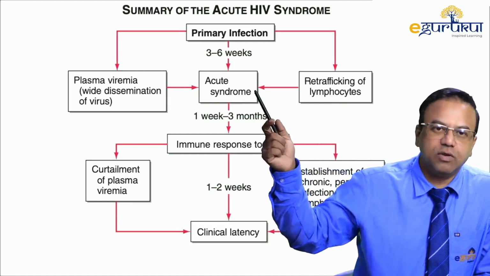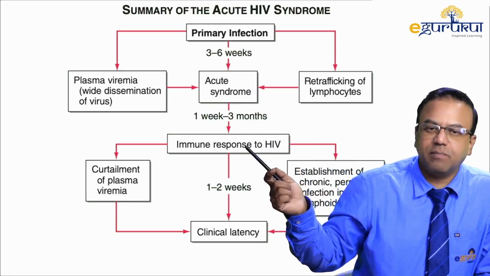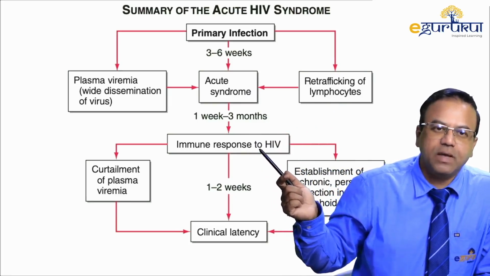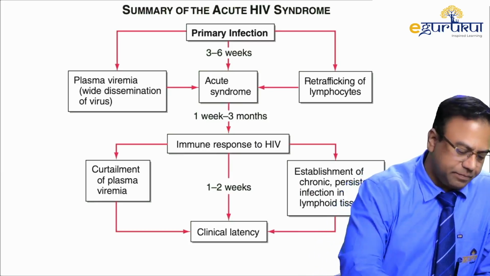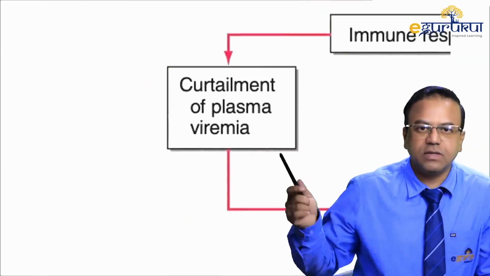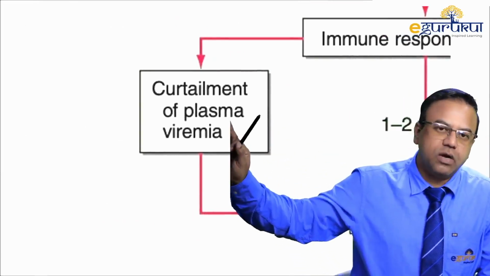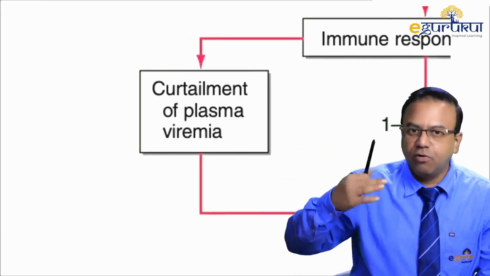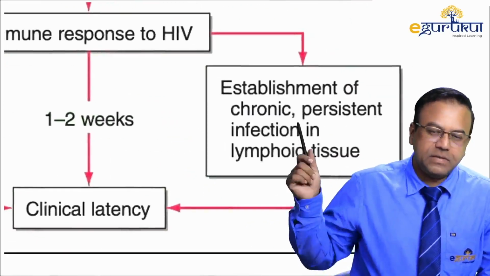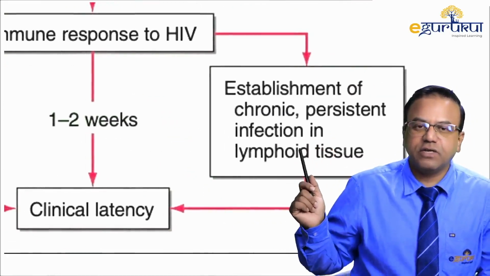So all these result in the acute syndrome. About 1 to 3 months later, the patient develops an immune response to HIV, and you have the curtailment of the plasma viremia. So you can see the plasma viremia starts decreasing. So basically the virus is banished into the lymphatic circuits and it's not allowed in the blood. There's an establishment of a chronic persistent infection in the lymphoid tissue.